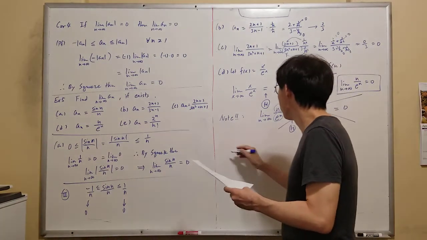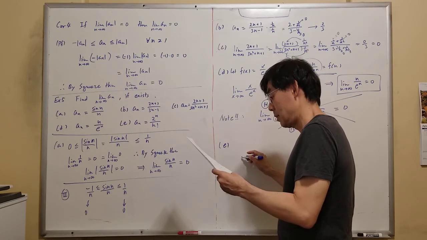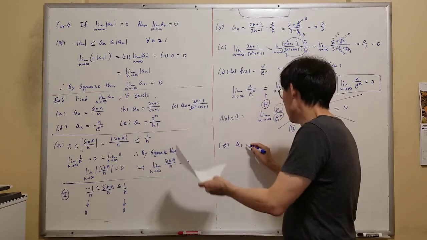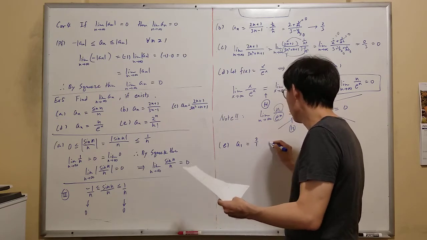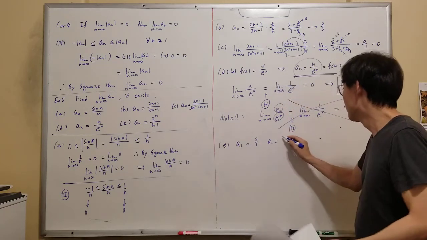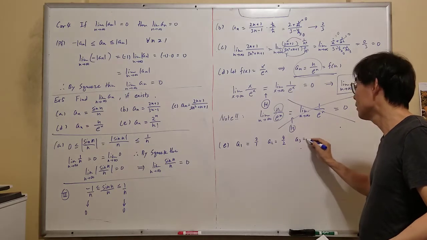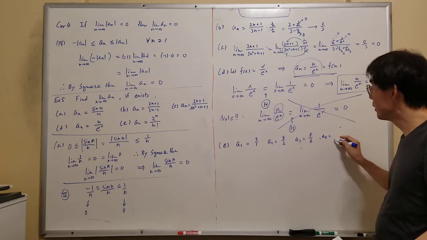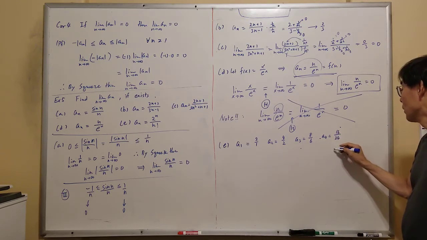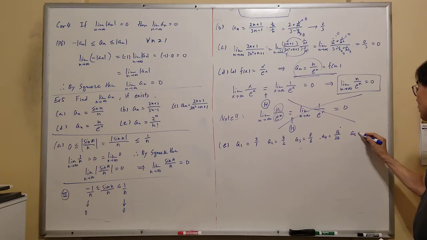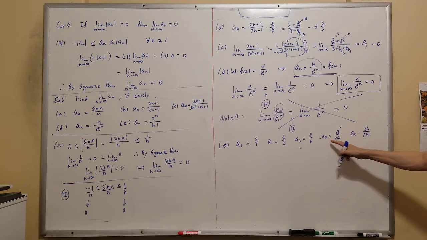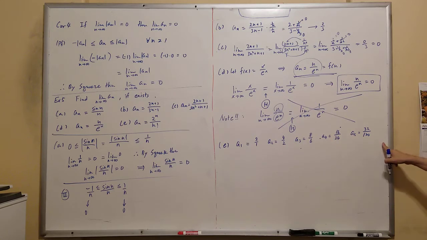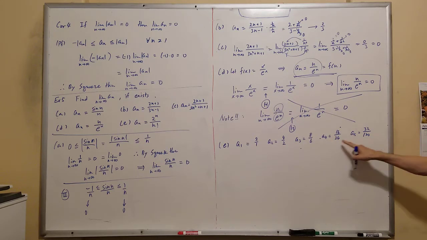And finally, a1 is 2 over 1, a2 is 4 over 2, a3 is 8 over 3 factorial, which is 6, a4 is 16 over 24, right? 4 factorial, 5 factorial is 120, 32 over 120. It's getting smaller, but it's hard to know which number this converges to, or even whether it converges to 0.